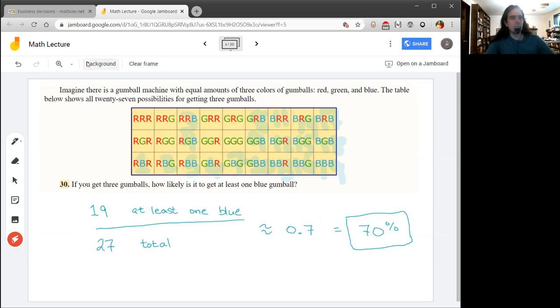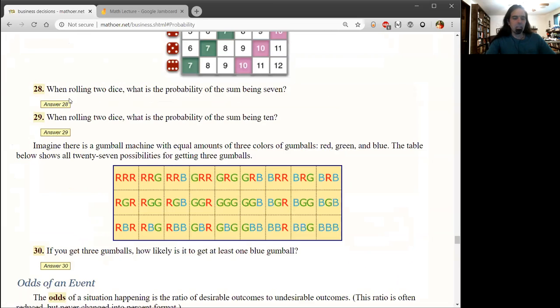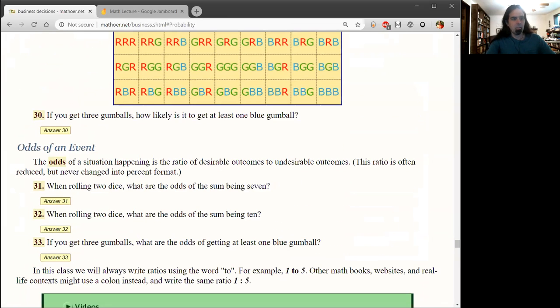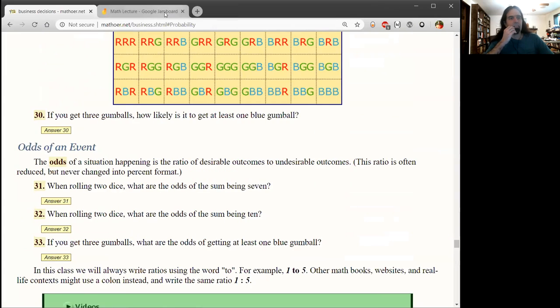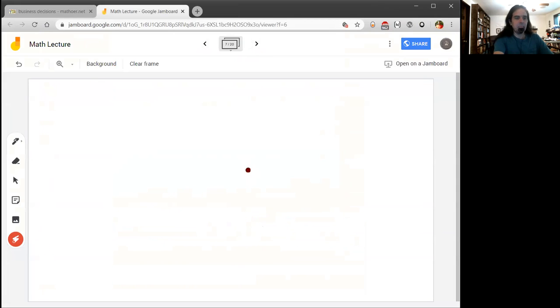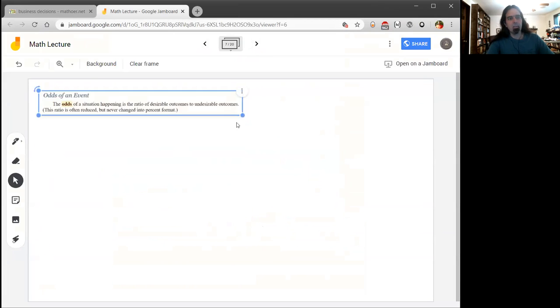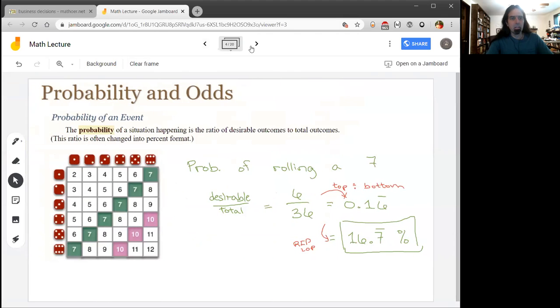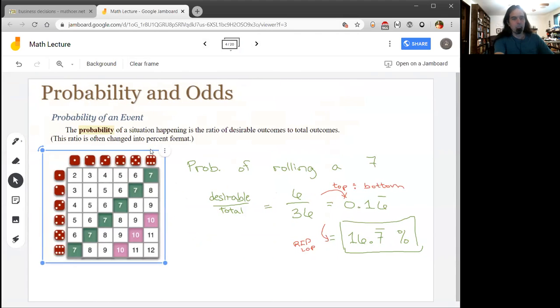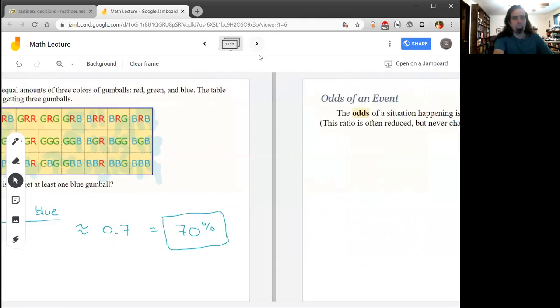No, it only gets confusing because now there's a very similar, actually let me make this narrow so it copies better, a very similar thing called odds. So the only hard part is keeping these straight. So let's go back to the rolling a 7.